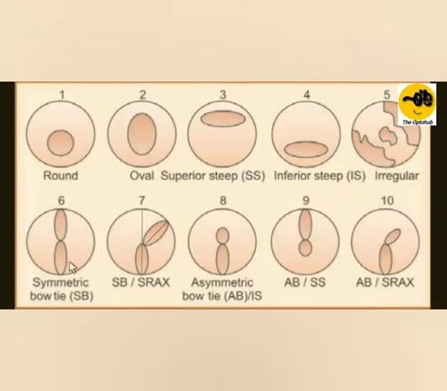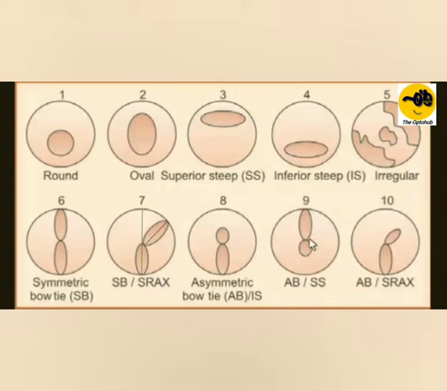Okay. Next is a symmetric bow tie. Now let's talk about this symmetric bow tie. As you can see, these two vertical ovals are joined over here, and both the ovals have the same size. That means it is known as a symmetric bow tie. On the number 8, what you are seeing is an asymmetric bow tie, and IS stands for the inferior steep pattern. The inferior region is steep as compared to the superior region. Such patterns you might see in early cases of keratoconus or advanced cases as well. But we'll come to that later in this session.